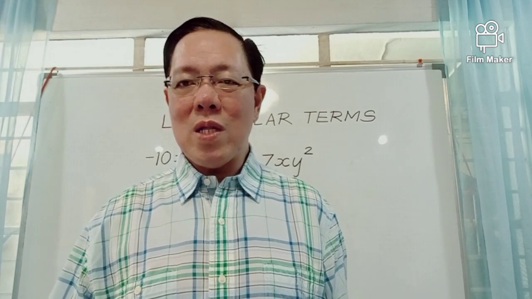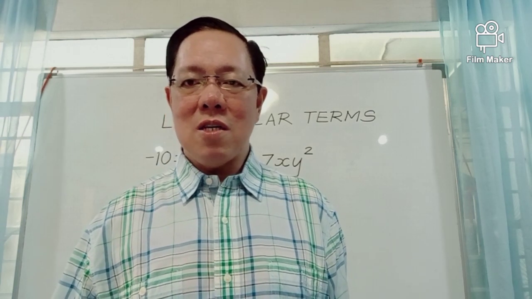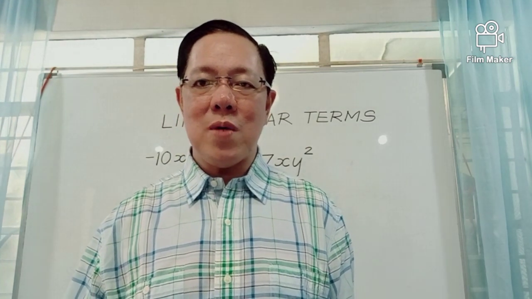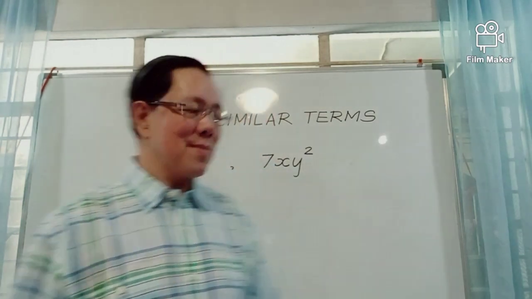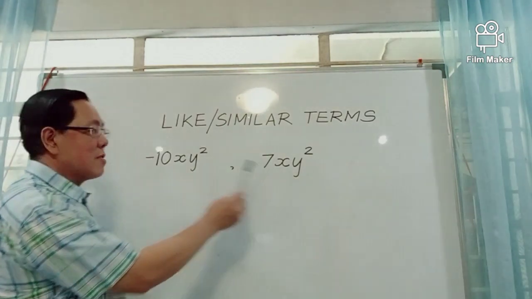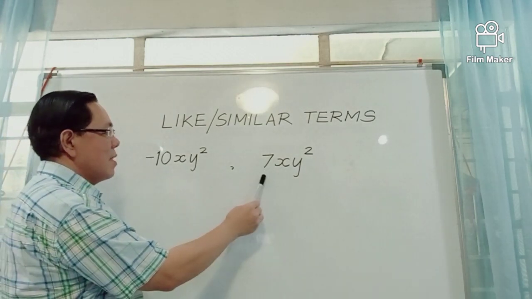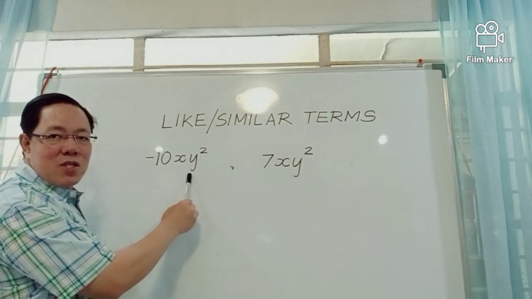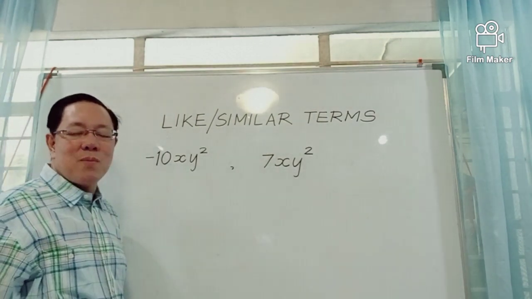But before that, I will explain to you what is meant by like or similar terms. Because in addition of algebraic expressions, we can only combine terms of algebraic expressions that are said to be like or similar terms. Consider these two algebraic expressions. We have negative 10xy squared and 7xy squared. This algebraic expression is a monomial, and this algebraic expression is also a monomial.